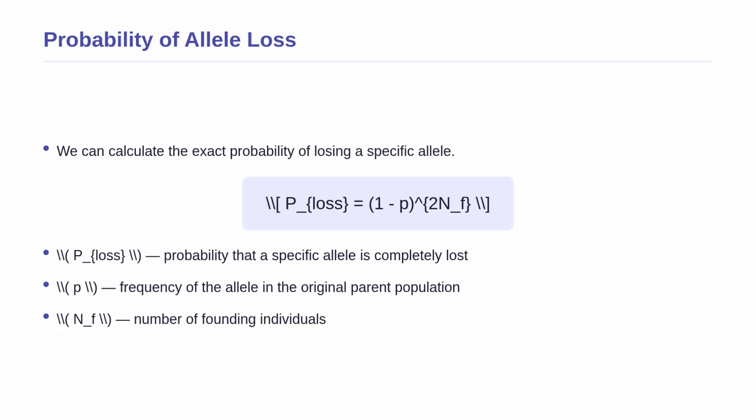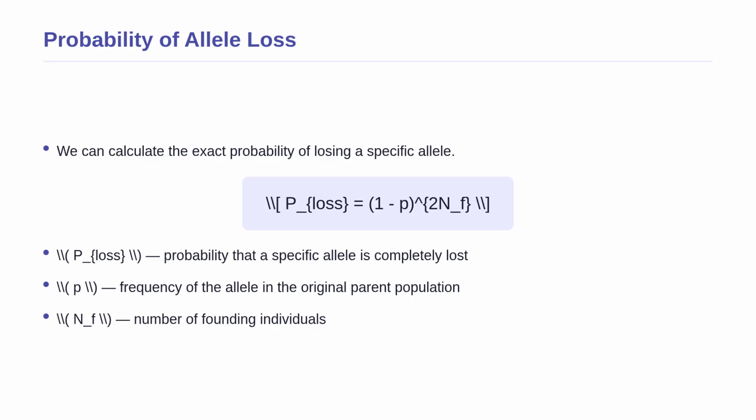Now that we understand the concept visually, let us look at the mathematics behind losing genetic diversity. When a new population is founded, we often want to know the probability that a specific genetic variant, or allele, is completely left behind. This is given by the formula P loss equals (1 minus P), all raised to the power of 2NF. Let us break down these symbols.